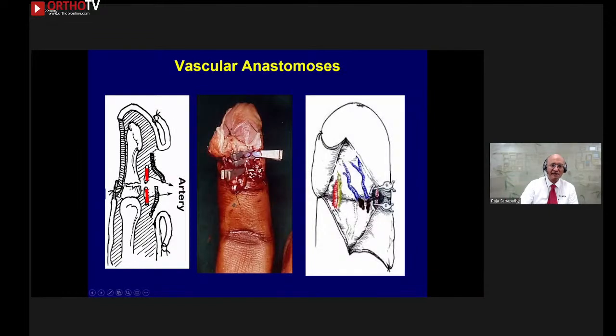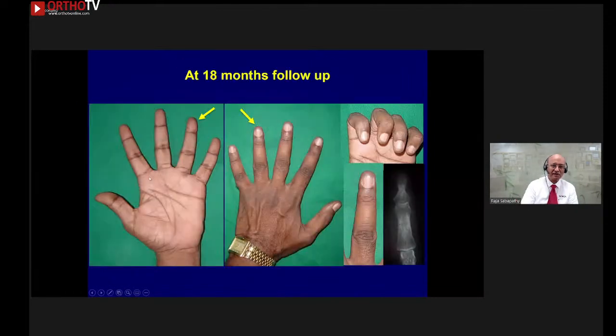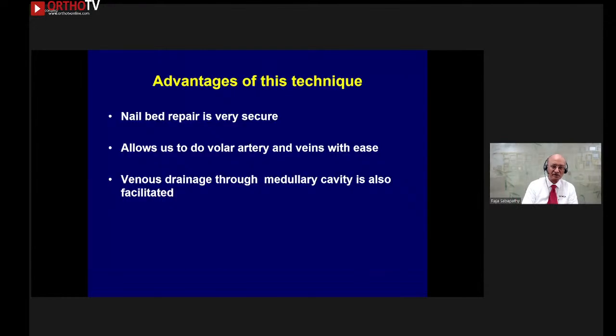You see the artery is deeper and the veins are superficial. So this helps us to have a nice view of the artery to do that. And that's the patient with 18 months follow-up. Tip replants give us a good result because the joint is always already there, and the nerve has only a very little distance to grow. They become extraordinarily good results.